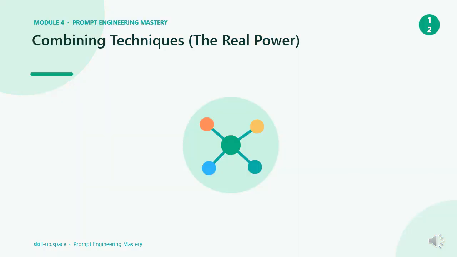The real power comes when you combine these techniques. You can use the role framework as your base, add chain of thought for complex reasoning, include a few high-quality examples, and then use the evaluation rubric to refine the output. This combination produces results that are dramatically better than basic prompting.